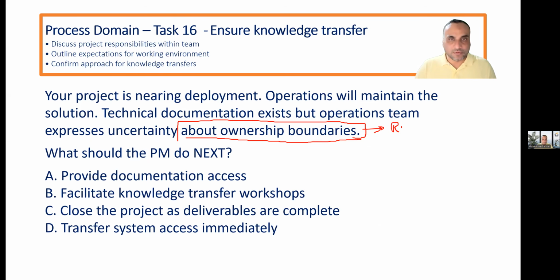Thank you very much. Exactly. RACI. What should the PM do next? Provide documentation access, facilitate knowledge transfer workshops, close the project, transfer system access immediately. So correct answer is, just providing access will not resolve the issue. Like I provide you the simulator, you solve it, you don't solve it, then progress will not be measured. We are doing the sessions, so we are finding the gaps. So yes, better answer is facilitate. Very good. Let's go next.